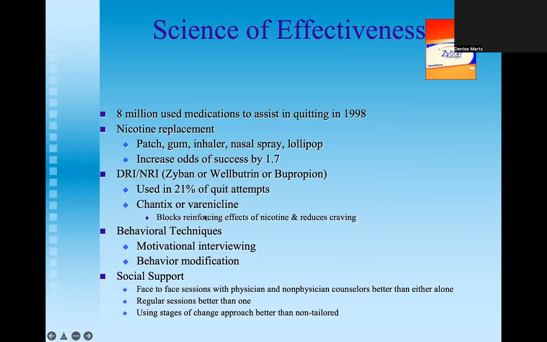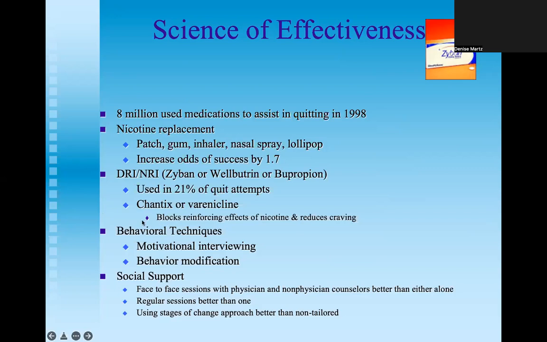I do want to comment on Chantix. Chantix works differently than these meds. It blocks the reinforcing effect. So it goes into the receptors that get reward in the brain. If you smoke on top of Chantix, you get nothing out of it. The good thing about Chantix is it's helped a lot of people quit smoking, because if you're not getting reward from the vaping or the smoking, then why bother?